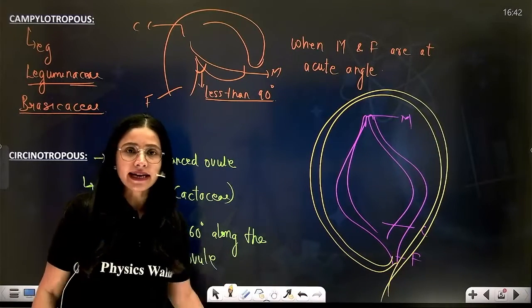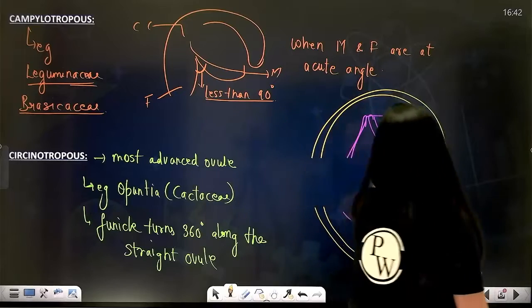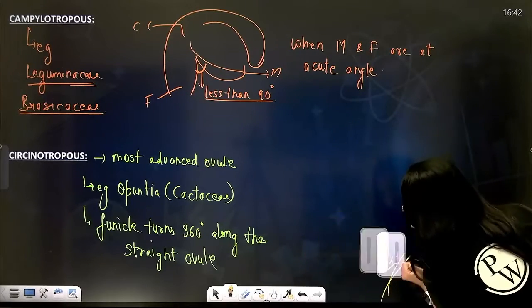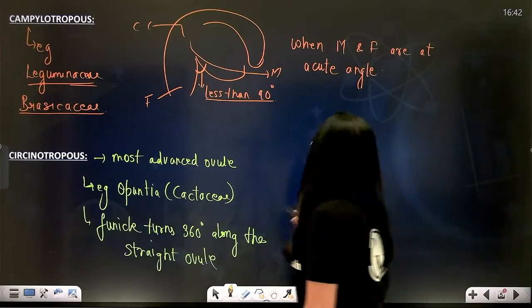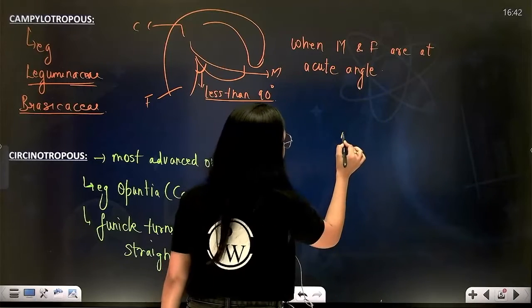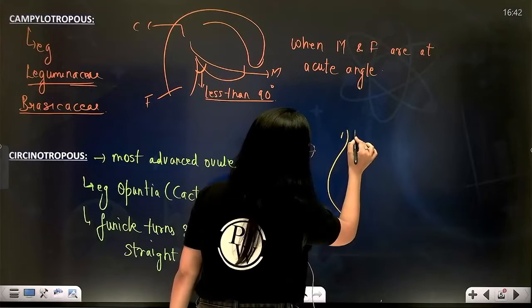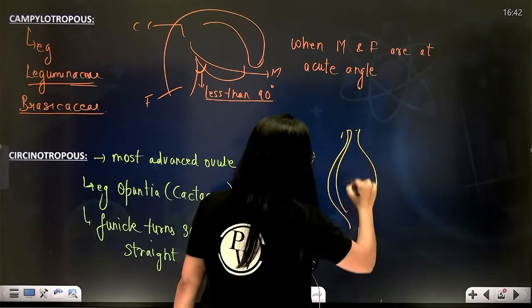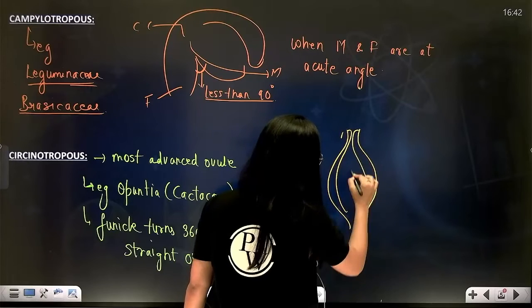Understood? Shall I draw it again? It is looking a little bit horrible. So let me draw it again for you. So first we are going to draw an orthotropous ovule, right? We'll draw a cute little small diagram. We won't draw it huge. I won't scare you with this diagram.